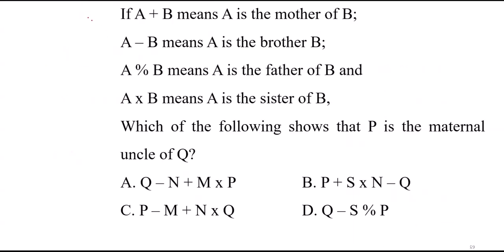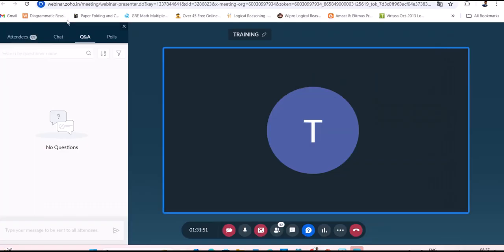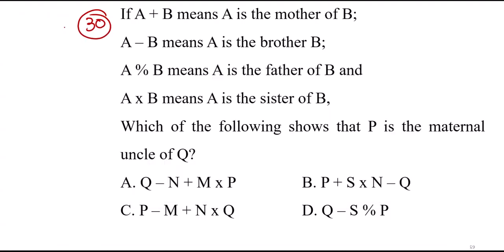And again, a routine question related to blood relation. We are mixing quant and reasoning both. Now here, P is maternal uncle of Q. P is maternal uncle of Q. Hope everybody is comfortable in the session. I'm assuming people are okay with the speed we are maintaining. So P is maternal uncle, P must be male.